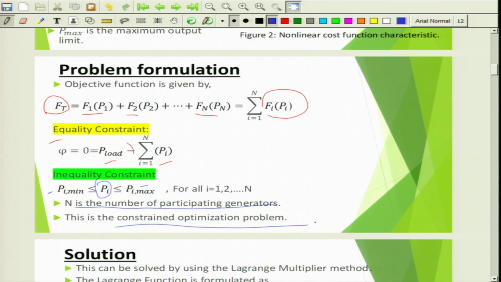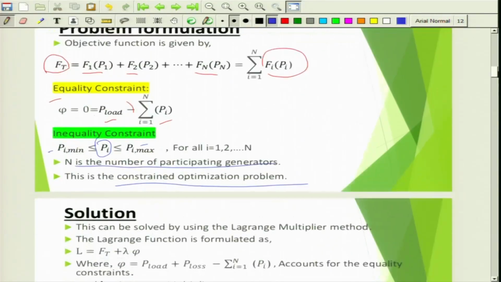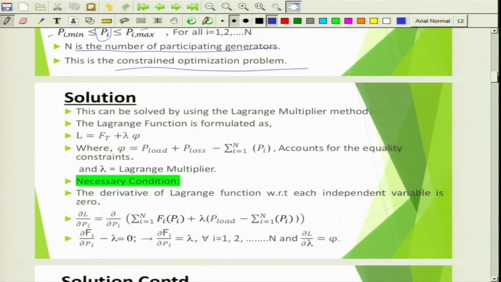This is a constrained optimization problem. We have learned there are two types of optimization problem: unconstrained, where we learnt about single variable and multivariable, and constrained, which has only equality constraints, or equality plus inequality constraints. This is a constrained optimization problem. Now how do you find the solution? As we have already learned, we will find the solution by using the Lagrangian function. You see, this problem can be easily solved by using the Lagrangian multiplier method. And what is a Lagrangian function?